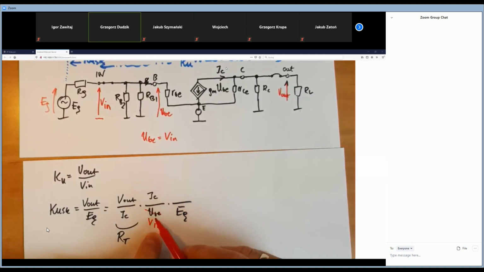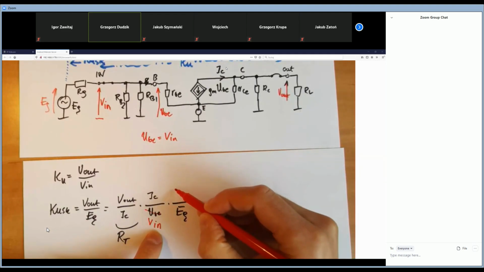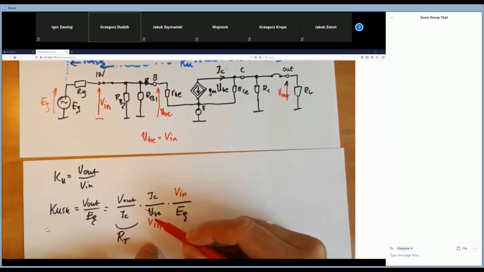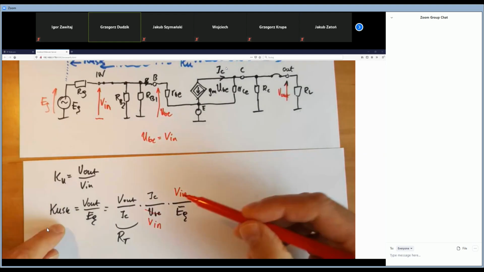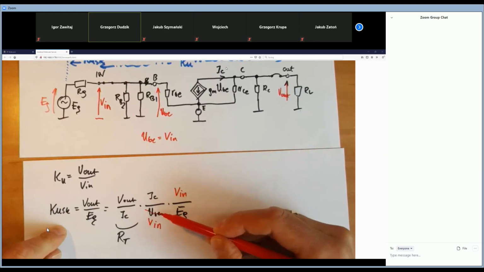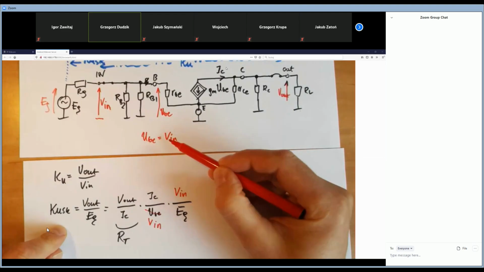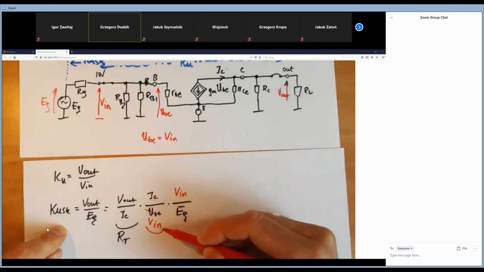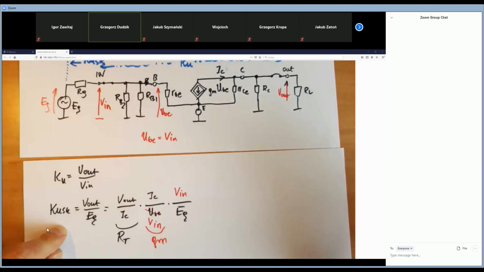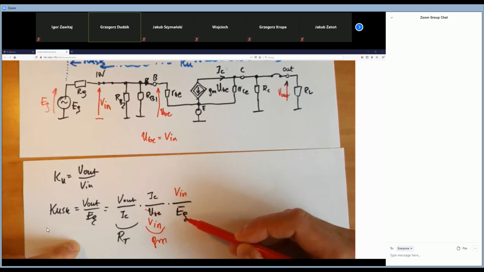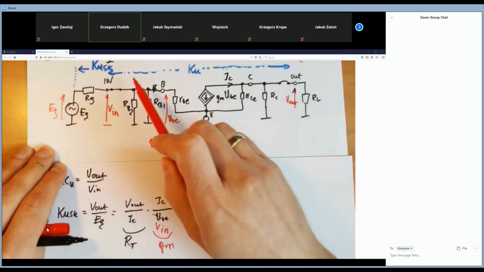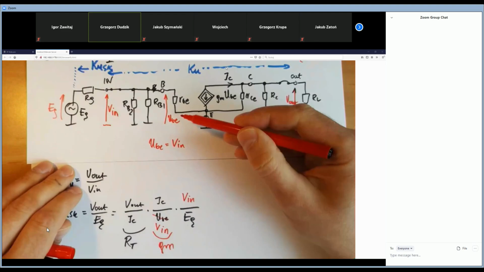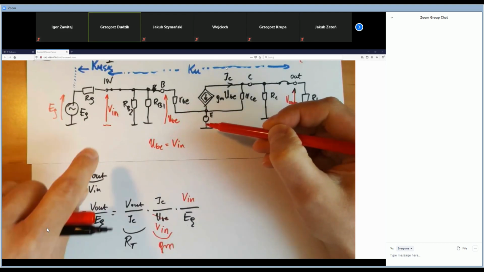Okay. So here, let's put the V in, because we have to divide it and multiply it at the same moment. We can change it. And what we've got here, IC over UBE, in this case UBE is the V in. In fact, this is the GM. Look, this is GM. The question is, what is the V in over EG? Look, what we've got here. This is connected to the ground. This is the V in.